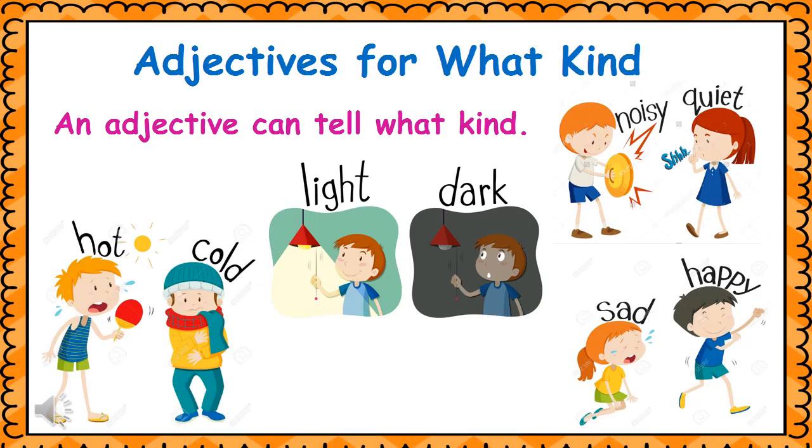Now we're going to talk about the adjectives for what kind. An adjective can tell what kind. For example, it is a hot day. Hot is the adjective describing the day. It is a dark room. Dark is the adjective describing the room.